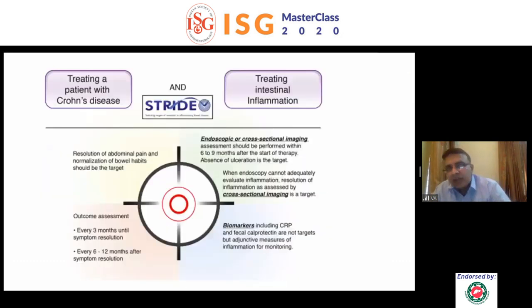And finally, we are moving towards what is known as the STRIDE consensus. The second part of it is known as the SPIRIT consensus. The SPIRIT consensus has still not gone into print. It should go into print very soon, within another 1 or 2 months. And there, everybody is talking about not only changing the goal from endoscopic, cross-sectional imaging or biomarkers to quality of life, psychological well-being, fatigue. So maybe 6 months down the line, when we're talking about it, we'll have another slide out here that will be known as the SPIRIT consensus.